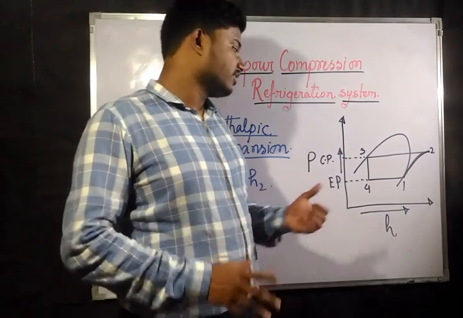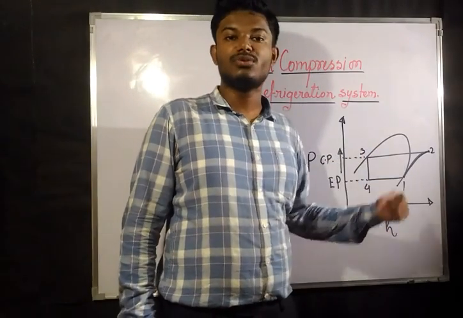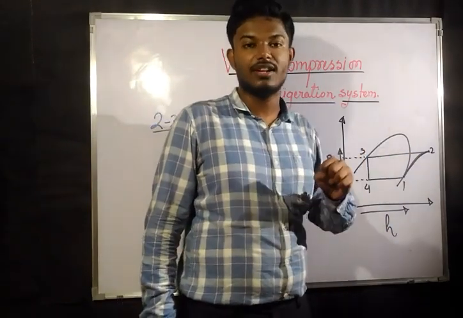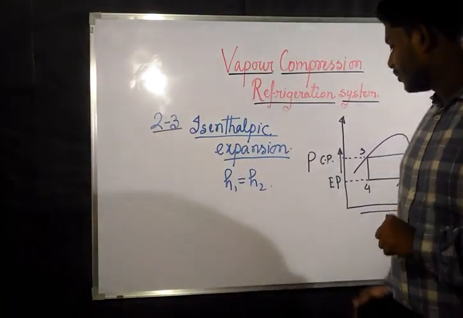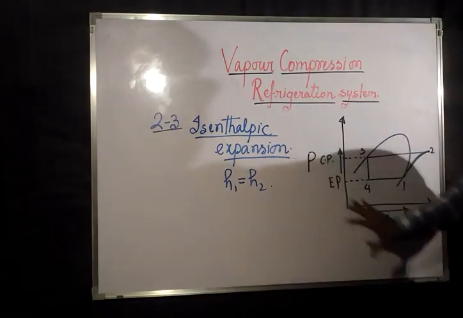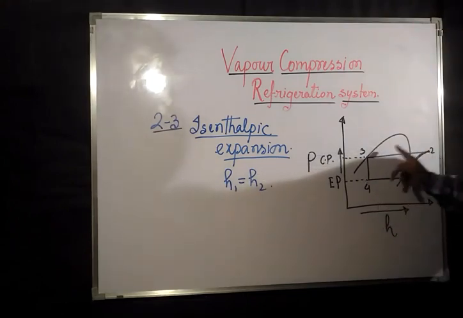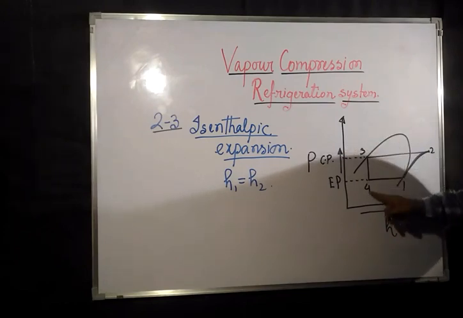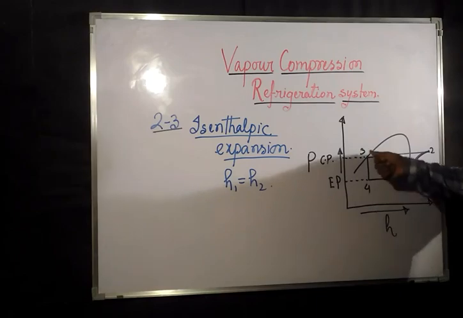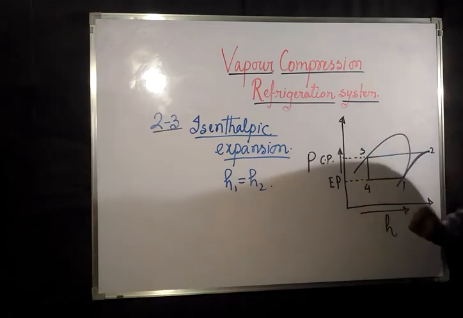Now the third process is the isenthalpic expansion process, because we are using a throttling valve here. In a throttling valve the enthalpy always remains the same. Now this is a pH diagram, and the vapor dome goes like this. From 1 to 2 was the compressor, 2 to 3 was the rejection, and 3 to 4 represents the isenthalpic process in the pH diagram. 3 to 4 is going to be parallel to the P axis.